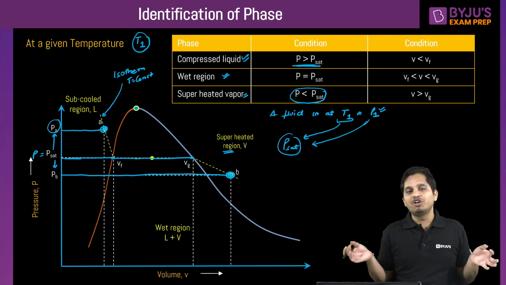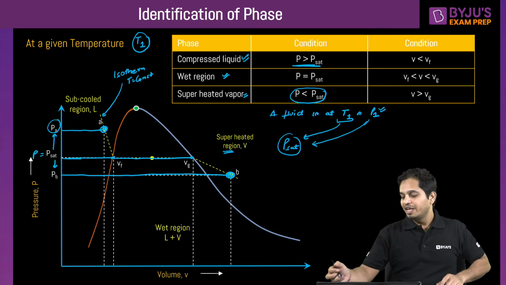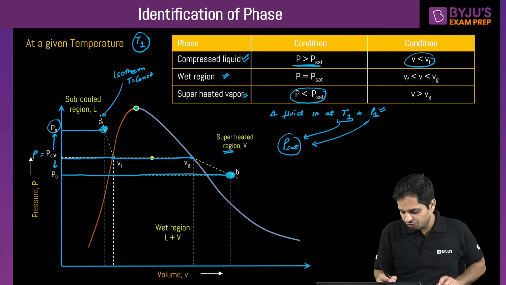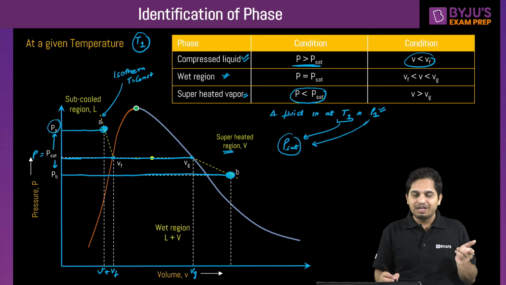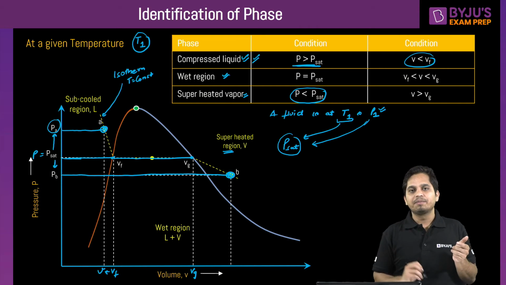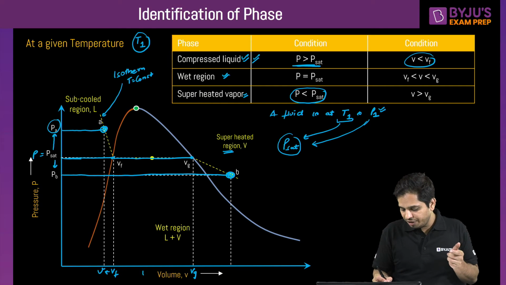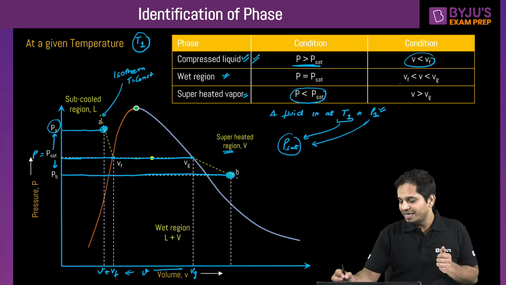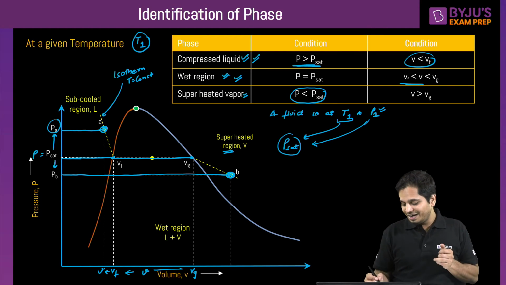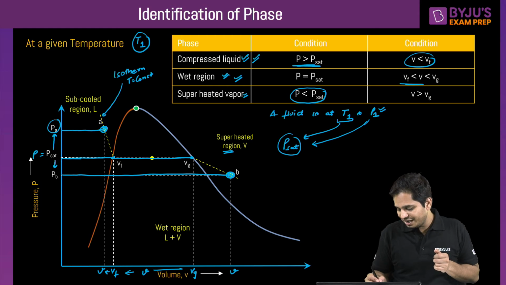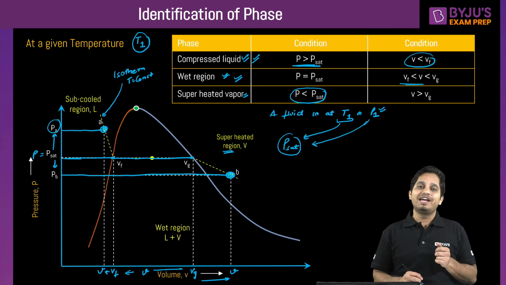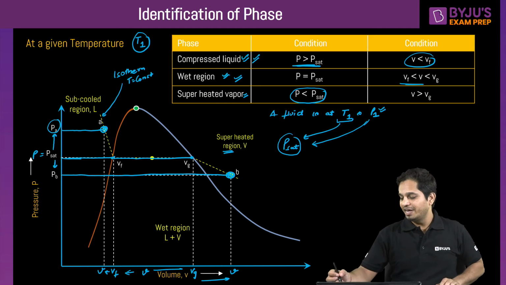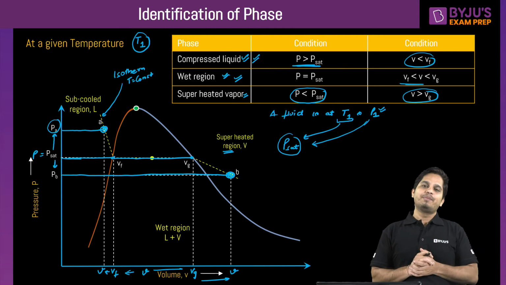The same thing I can do with volume, okay? So what do we have? This is Vf, this is Vg. If the specific volume V is less than Vf, then it is subcooled liquid. If V lies between Vf and Vg, then it is wet region. And if V is greater than Vg, then we have superheated vapor.